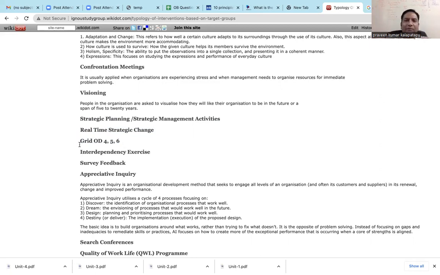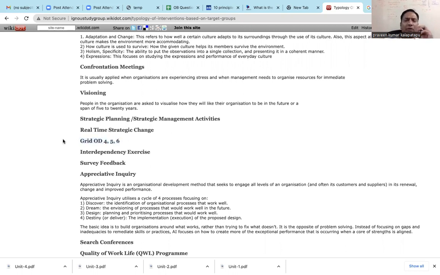This generally happens in a workshop, where you call people, they all attend the workshop or whatever it is, and they actually change the plan. They would replan or do some things in parallel. Basically, planning and implementation happen together in the case of real-time strategic change. Okay, so that is about real-time strategic change.